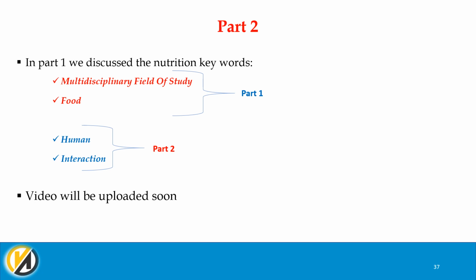Okay, in this part 1, we discussed the nutrition keywords such as the multidisciplinary field of study and food. In part 2, we will discuss humans, interactions, and why we need to study nutritional sciences. The video will be uploaded soon.